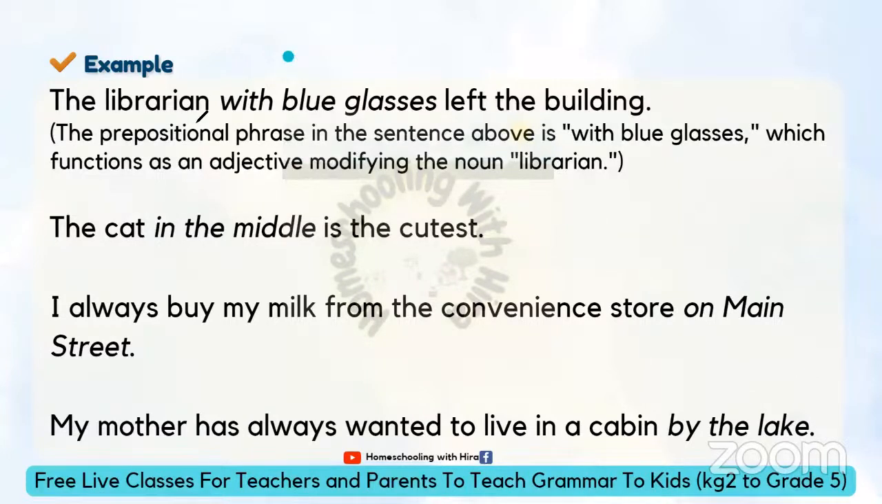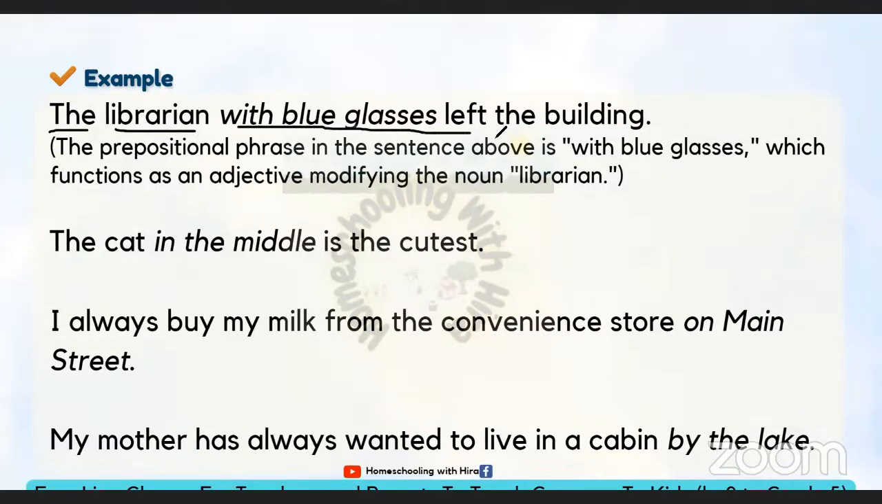The librarian with blue glasses left the building. Achha, let me change the color first. The librarian is the noun phrase, ठीक है? Black is the color for noun. With is a preposition, green color. Blue glasses. Let me just mark the whole thing from preposition to the noun. This is the prepositional phrase: with blue glasses, ठीक है?